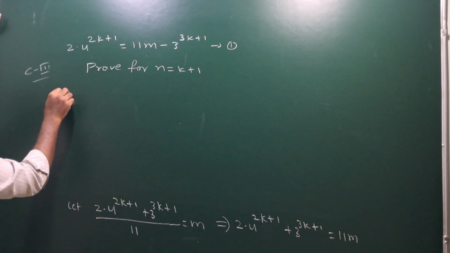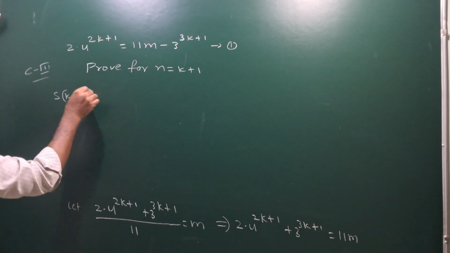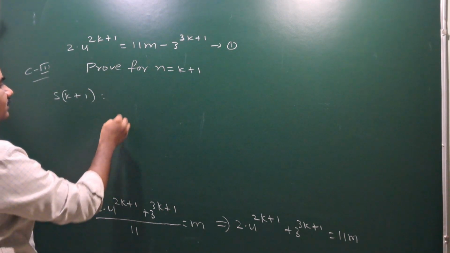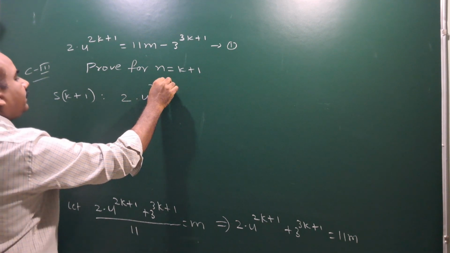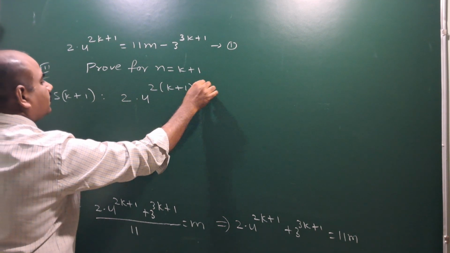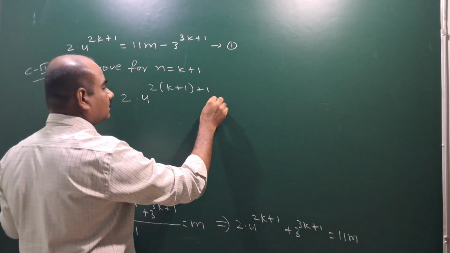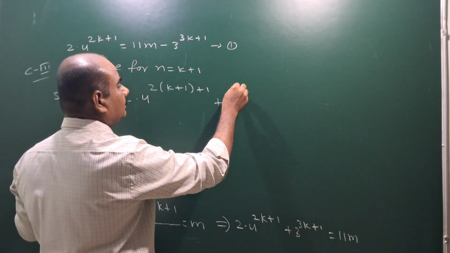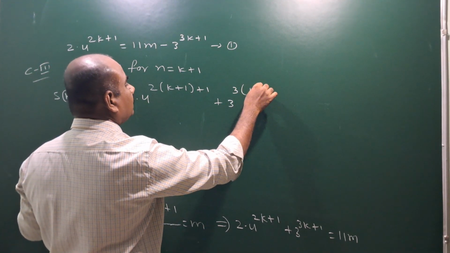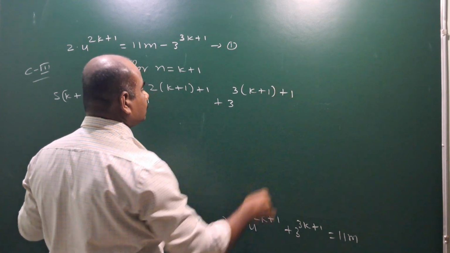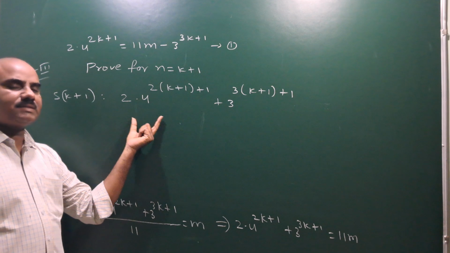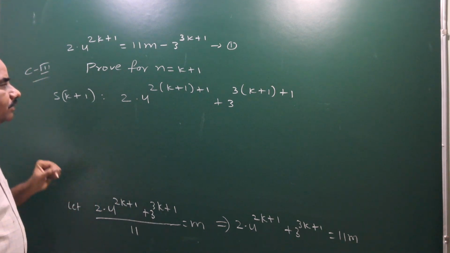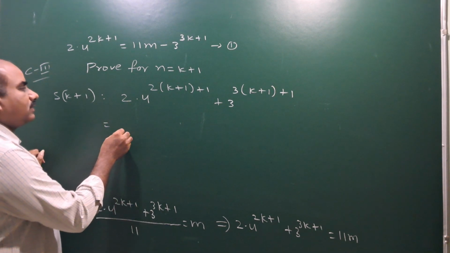So S(k+1). S(k+1) means our statement is like this: 2 × 4^(2(k+1)+1) + 3^(3(k+1)+1). Just replace n with k+1. Now we have to show that this is divisible by 11. So let us simplify this.